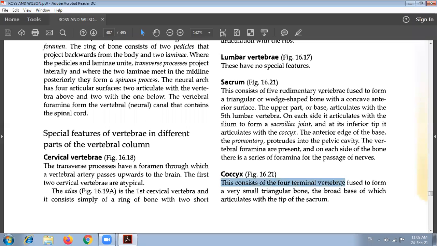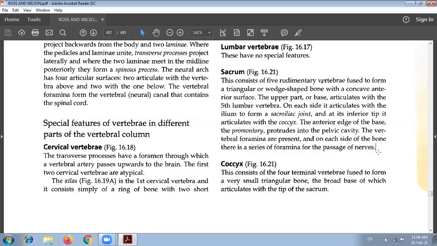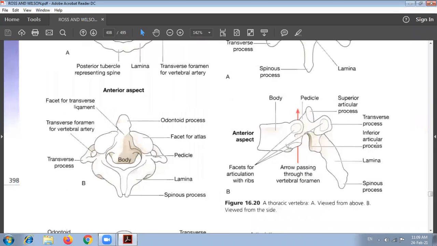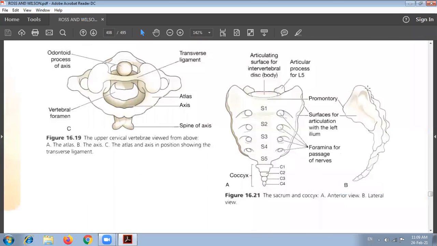These are the terminal vertebrae fused to form a very small triangular bone, the broad base of which articulates with the tip of the sacrum. So here you can see this is the sacrum and the coccyx fused together. The 5 vertebrae come together to form the sacrum and coccyx region.